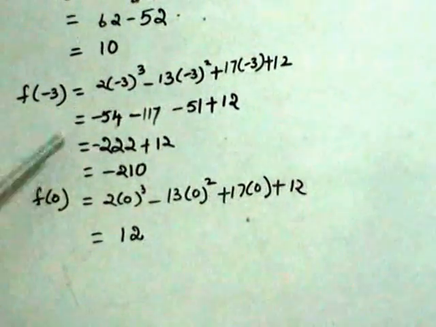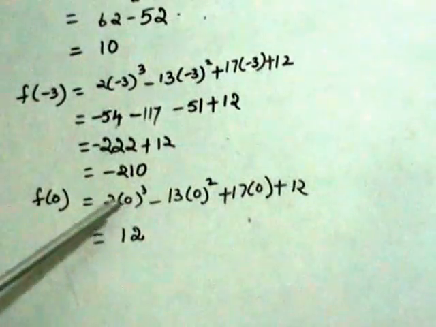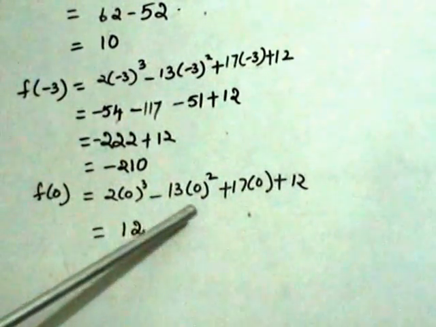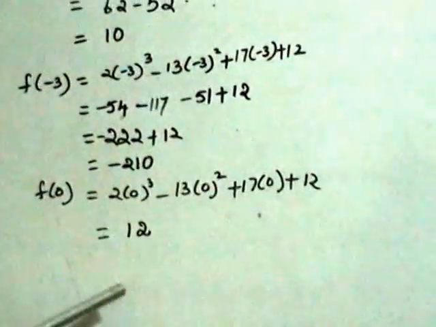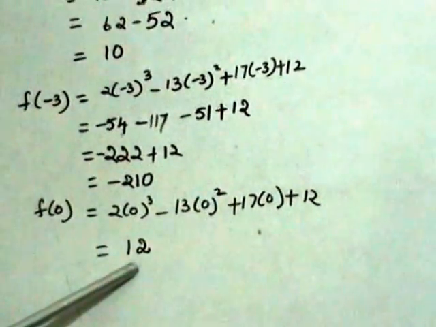f(0), substitute 0 in place of x: 2 × 0³ - 13 × 0² + 17 × 0 + 12, therefore the constant term 12 is the remainder.